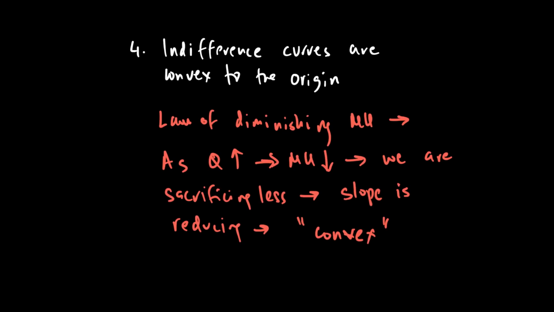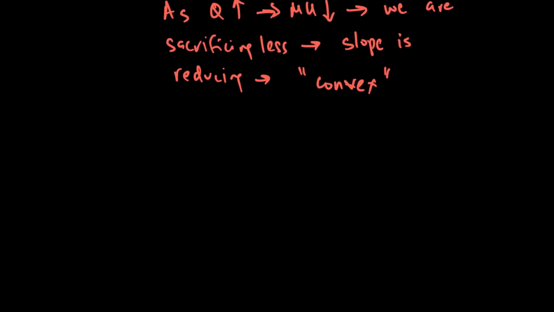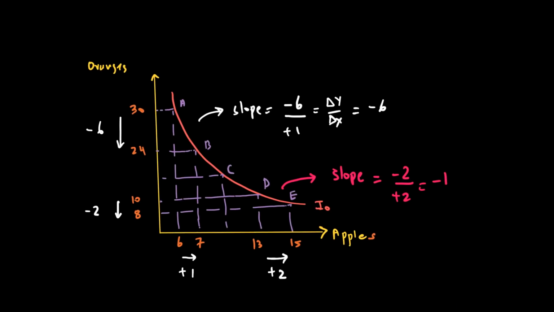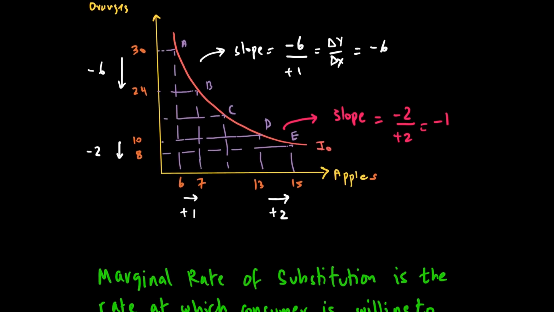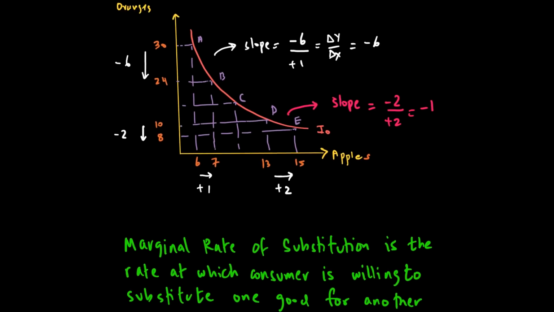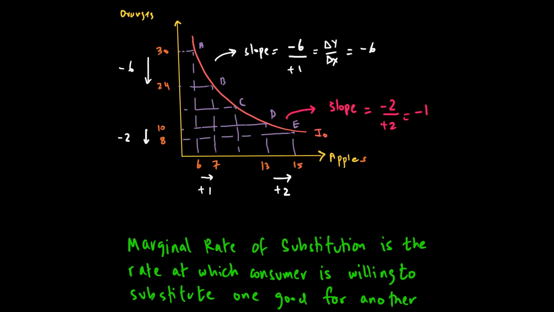Our next discussion is about the slope of the indifference curve, because slope tells an important concept, what we call the marginal rate of substitution. So when I look at this diagram that we just discussed, we can look at something called the marginal rate of substitution. So what is marginal rate of substitution? We say that marginal rate of substitution is simply the rate at which a consumer is willing to substitute one good for another.